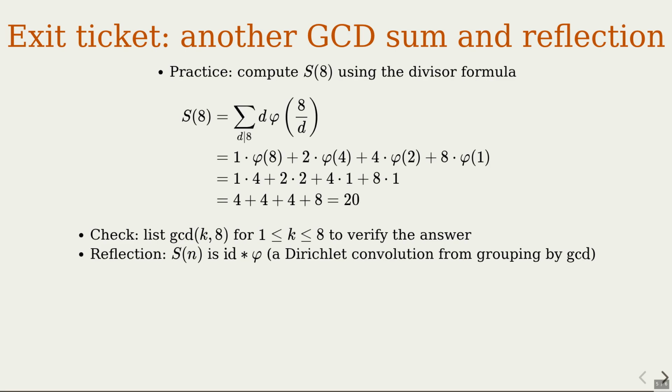Exactly. And many other sums built from greatest common divisors or divisors of n can be understood in the same way by grouping and counting. Keep this grouping trick in mind whenever you see a sum that depends on the greatest common divisor with a fixed number.